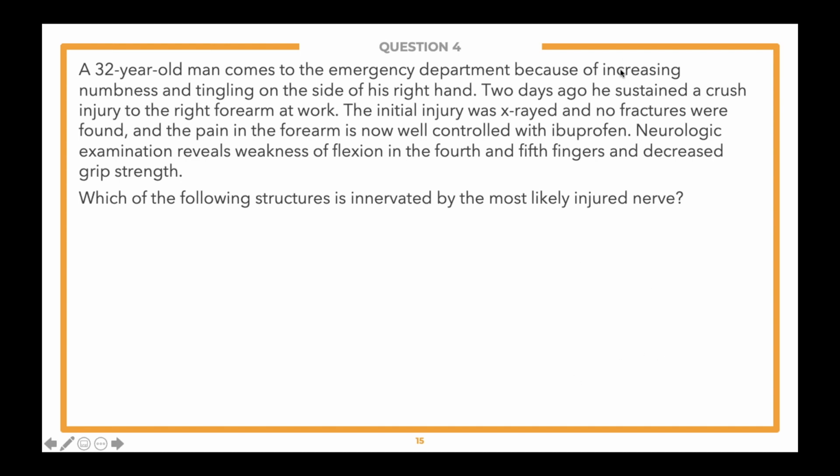All right, I see some responses coming in. Let's take a look at that vignette. A 32-year-old man comes to the emergency department because of increasing numbness and tingling on the side of his right hand. Two days ago, he sustained a crush injury to the right forearm at work. The initial injury was x-rayed and no fractures were found, and the pain in the forearm is now well controlled with ibuprofen. Neurologic examination reveals weakness of flexion in the fourth and fifth fingers and decreased grip strength. Which of the following structures is innervated by the most likely injured nerve?